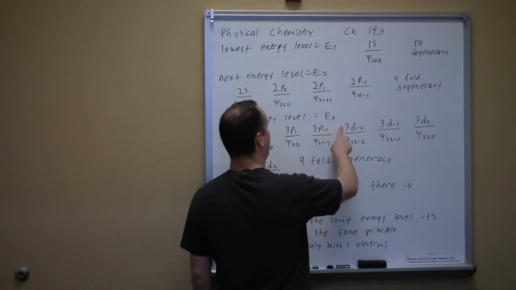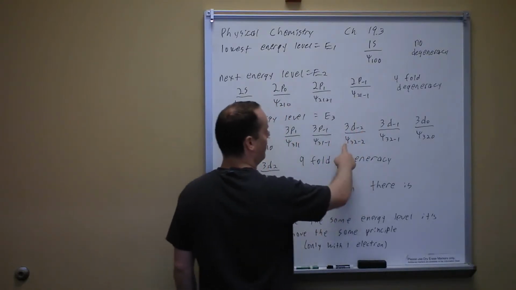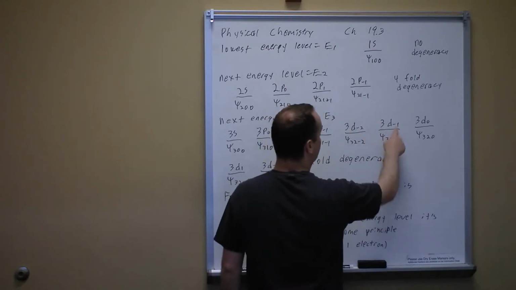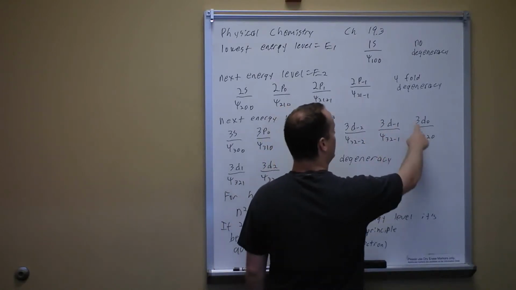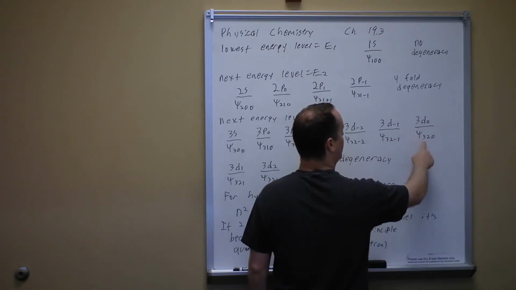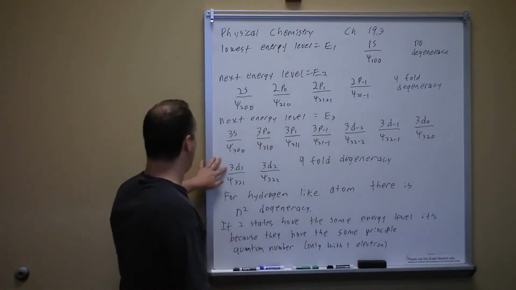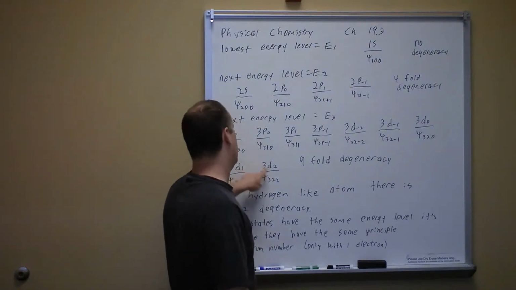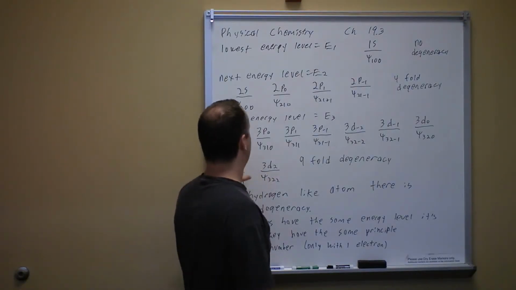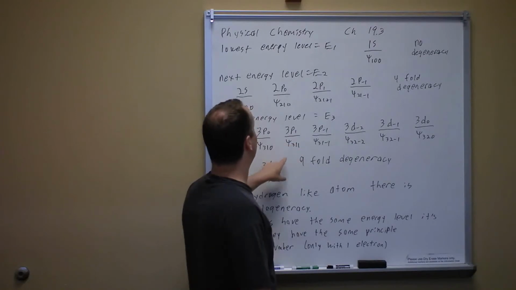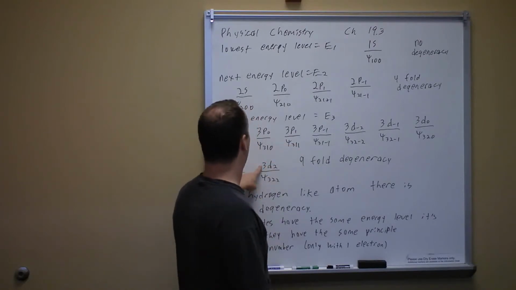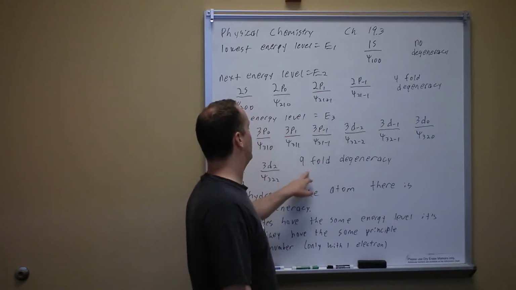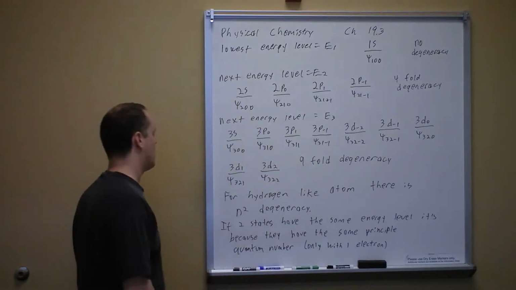There are also the d shells now. 3d minus 2, so that's psi 32,-2. The 3d minus 1 shell, so that's psi 32,-1. The 3d0 shell, which is psi 320. And then there's the 3d1 shell, which is psi 321, and the 3d2 shell, which is psi 322. That's 9 different states, all of which have the same quantum number n of 3. Therefore, it's energy level 3, but it's 9-fold degenerate now.